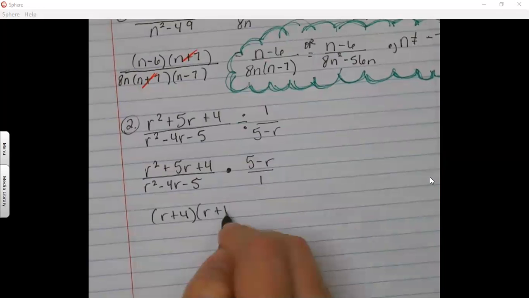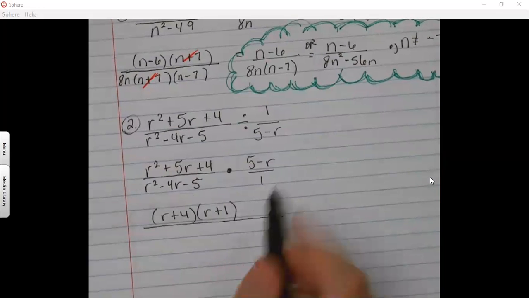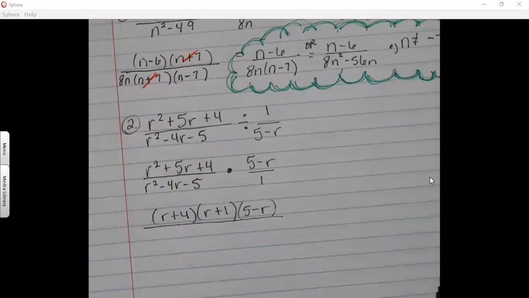And then 5 minus r cannot be factored. Ooh, but you know what? Wish I wasn't writing in pen. I'm going to want to rewrite that in standard form and then possibly factor out that negative, because I might be able to cancel it out. But I'll do that in the next step since I'm writing in pen and forgot. Okay.